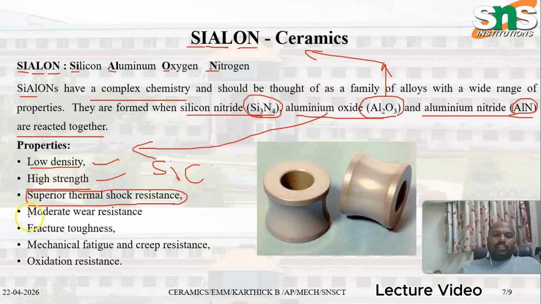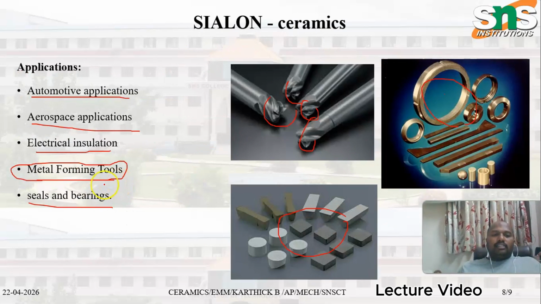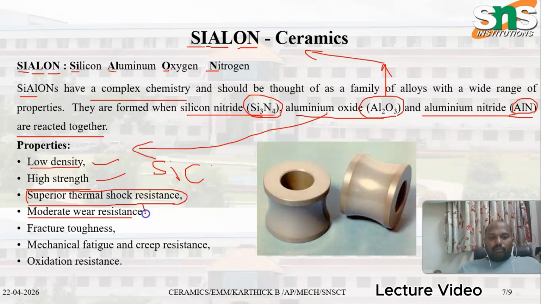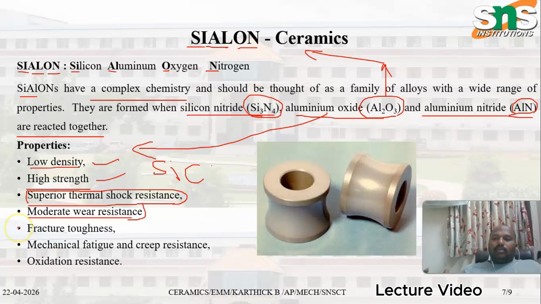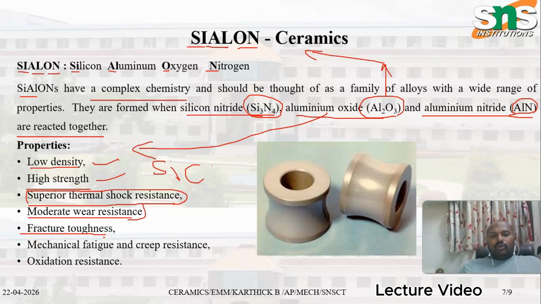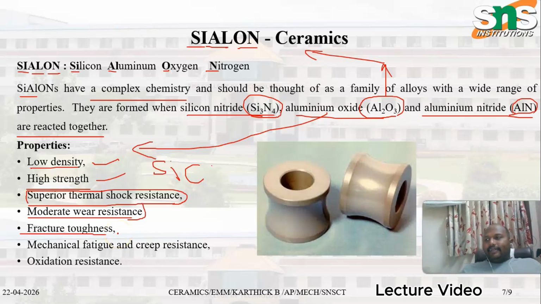The next one is moderate wear resistance, as these are used in seals and bearings. This moderate wear resistance is very important when it is used in bearings in fans or in industrial applications, blowers, etc. The next one is fracture toughness. You can see this fracture toughness helps in industrial application areas.